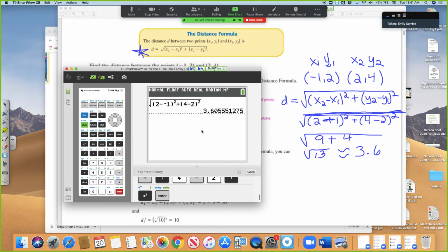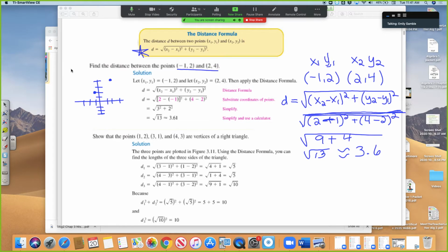It's 3.6. You basically didn't have to show any work. You just had to show how to put the numbers in correctly, and that means you know how to follow a formula. So that's the distance formula. We use the distance formula to find the distance between points.